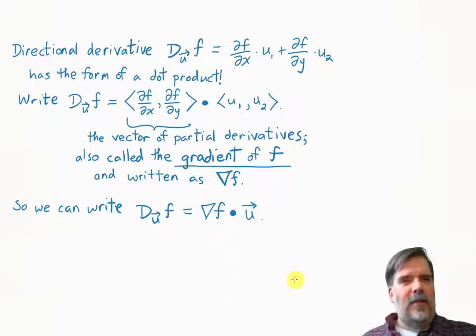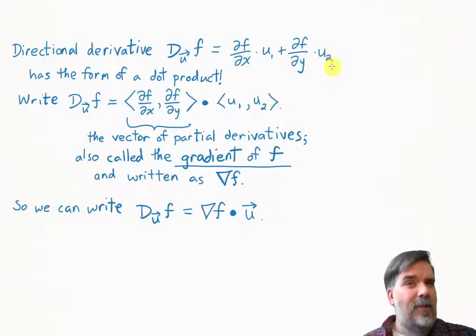Now, one interesting thing you might have noticed, always pay attention when something looks like a dot product. The directional derivative here has the form of a dot product. And as we've seen many times before, interesting things are afoot when dot products appear. And so in this case, we could actually write the directional derivative as a dot product: the vector containing partial derivatives dot with a vector (u1, u2). And this actually has a name.